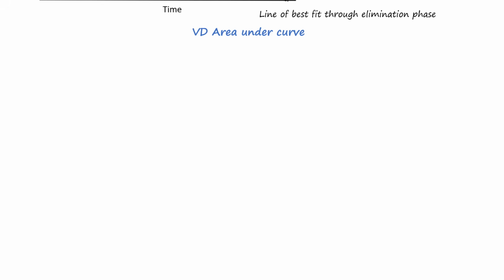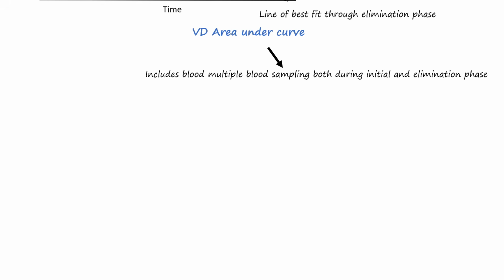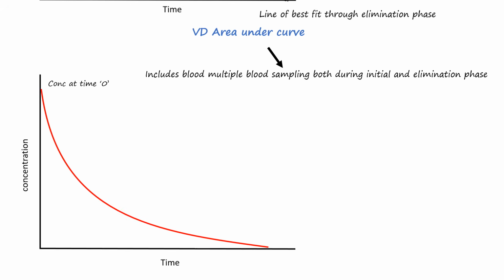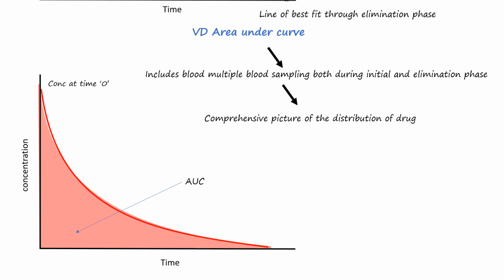The next method, called area under the curve, is a non-compartmental way of estimating volume of distribution, which involves taking multiple blood samples over time to measure drug concentration. The area under the curve helps us understand the drug's distribution and elimination over time and includes the whole picture of how the drug distributes throughout the body.